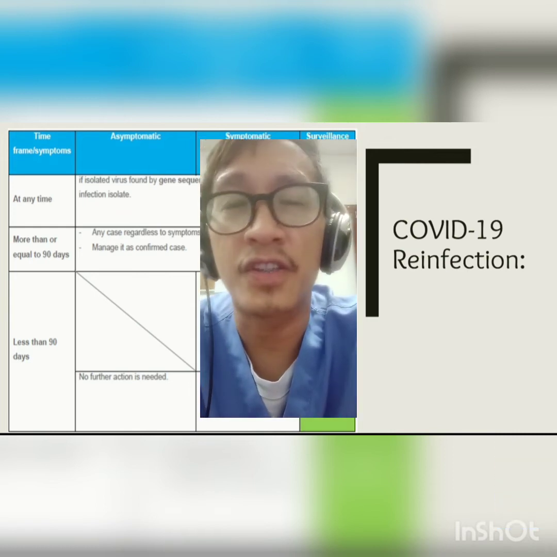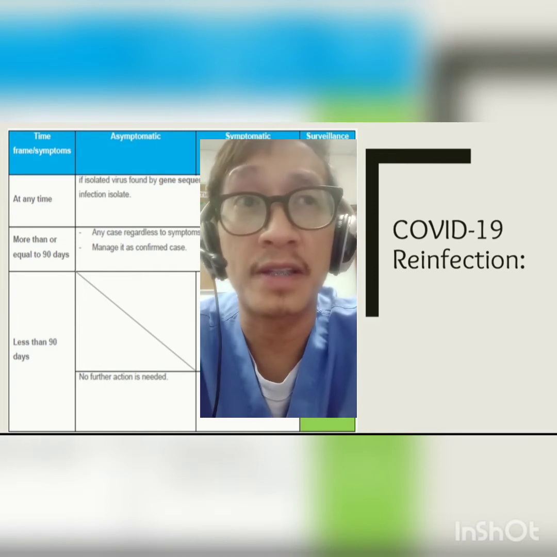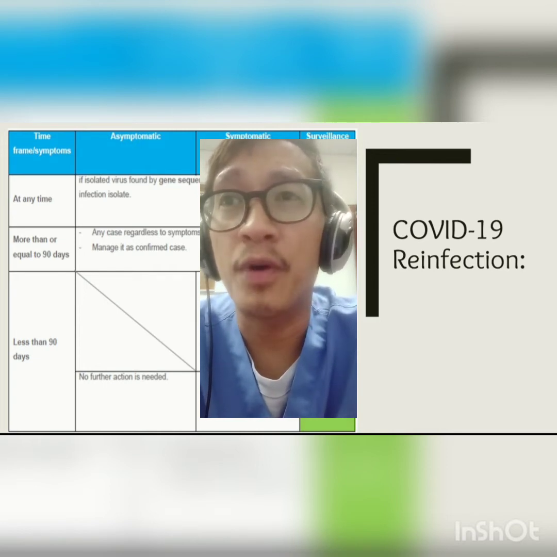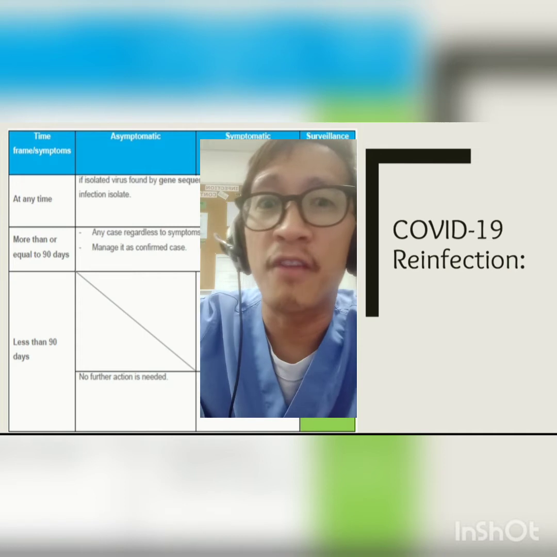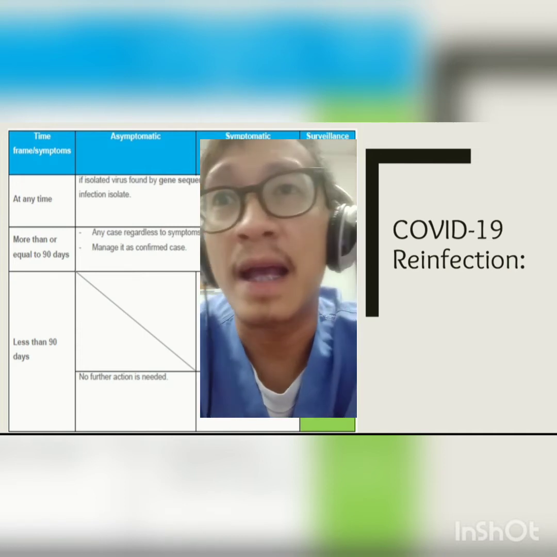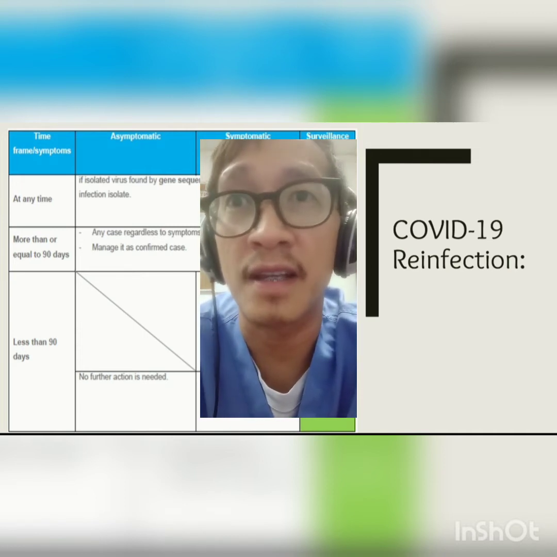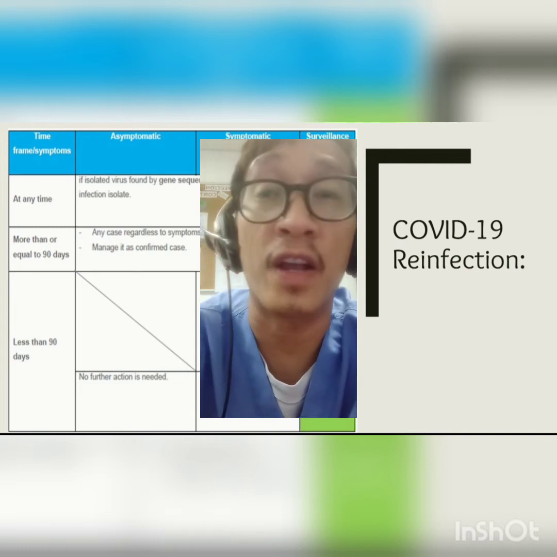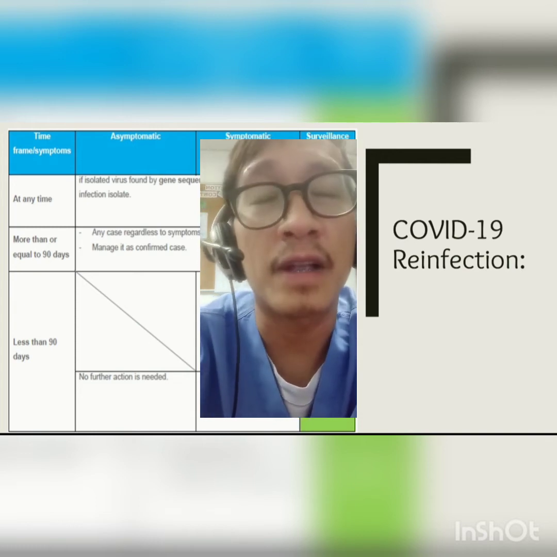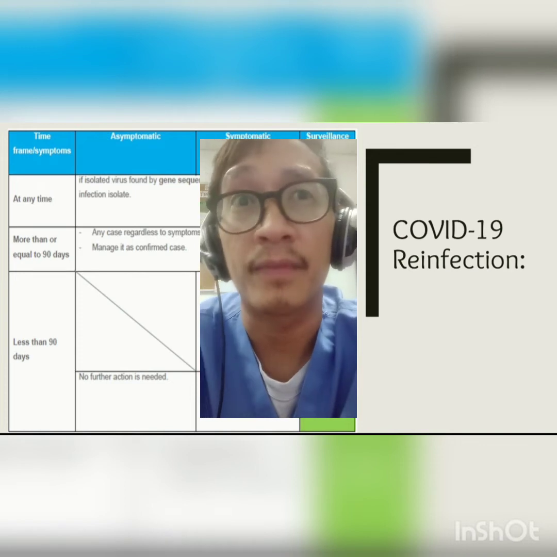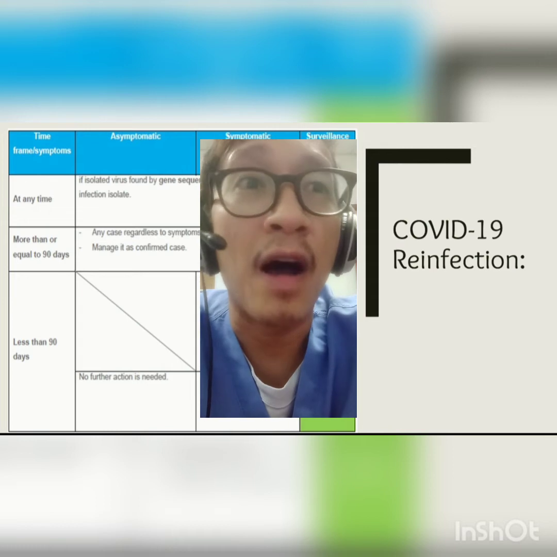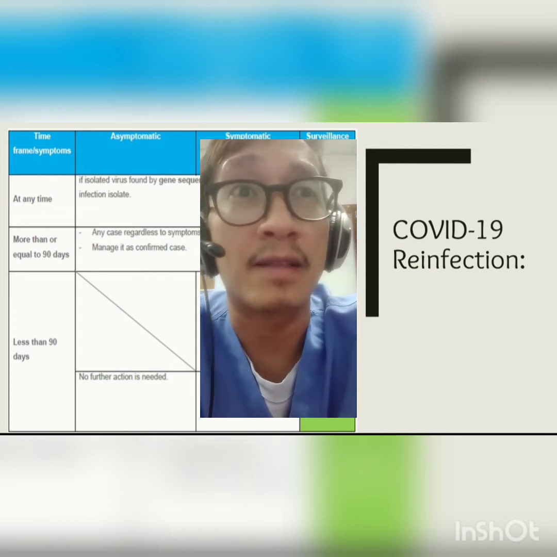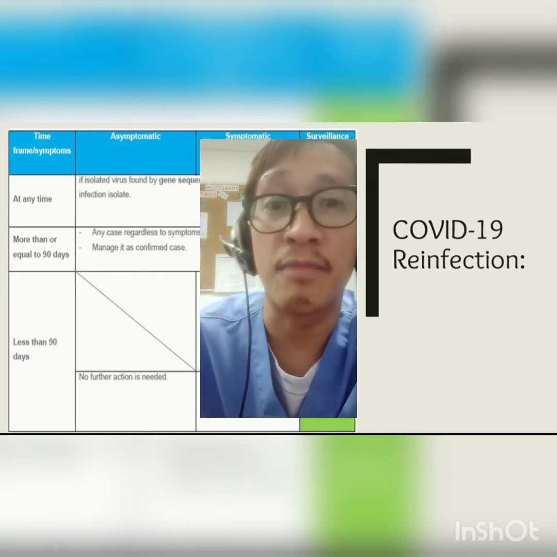A concrete definition of COVID-19 reinfection is that at any point in time, you get infected with COVID-19, although you have been infected before, but the isolated virus found by gene sequencing is different from the previous infection that has been isolated. So that is a confirmed case of reinfection. Meaning to say, the virus that has been found currently is different from the one that was seen before.